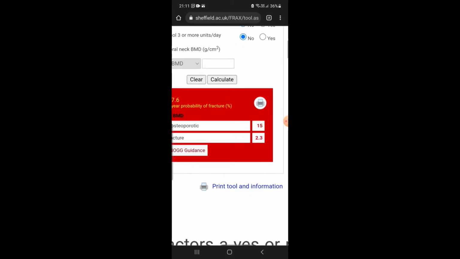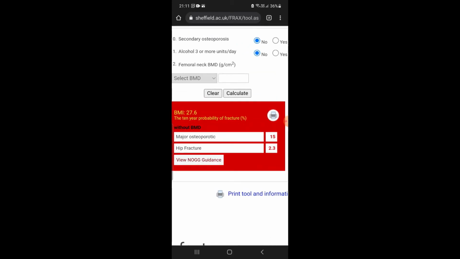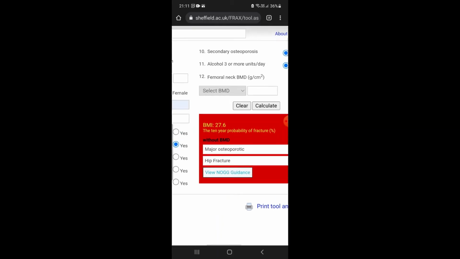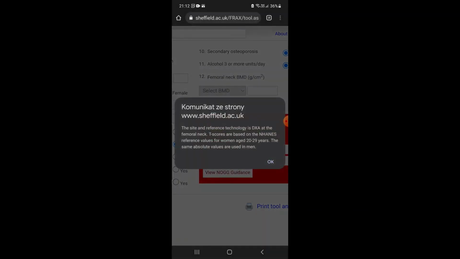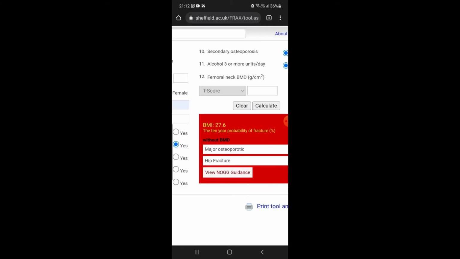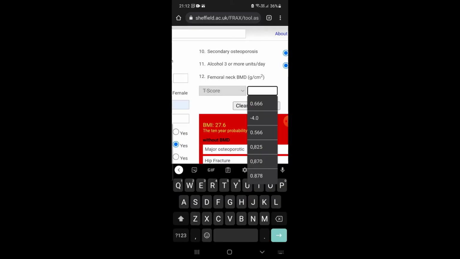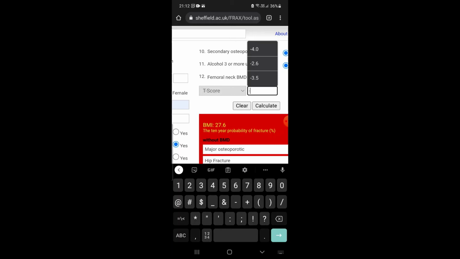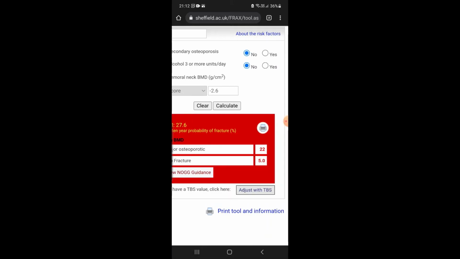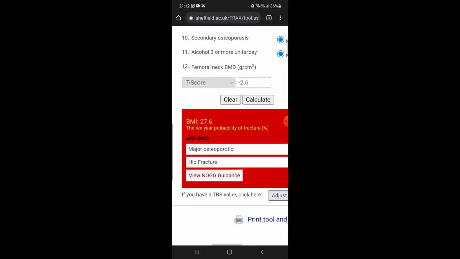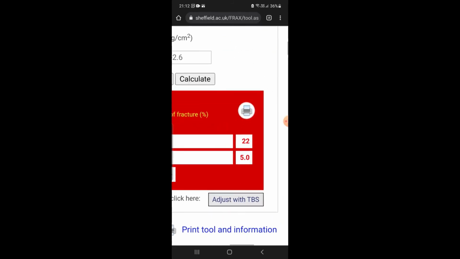And we get major osteoporotic fracture risk 15. If we have a bone mineral density measurement, we can add the T-score to the calculation. Say that in this patient the T-score was minus 2.6, and again calculate, and we see that we have a major osteoporotic fracture risk of 22.